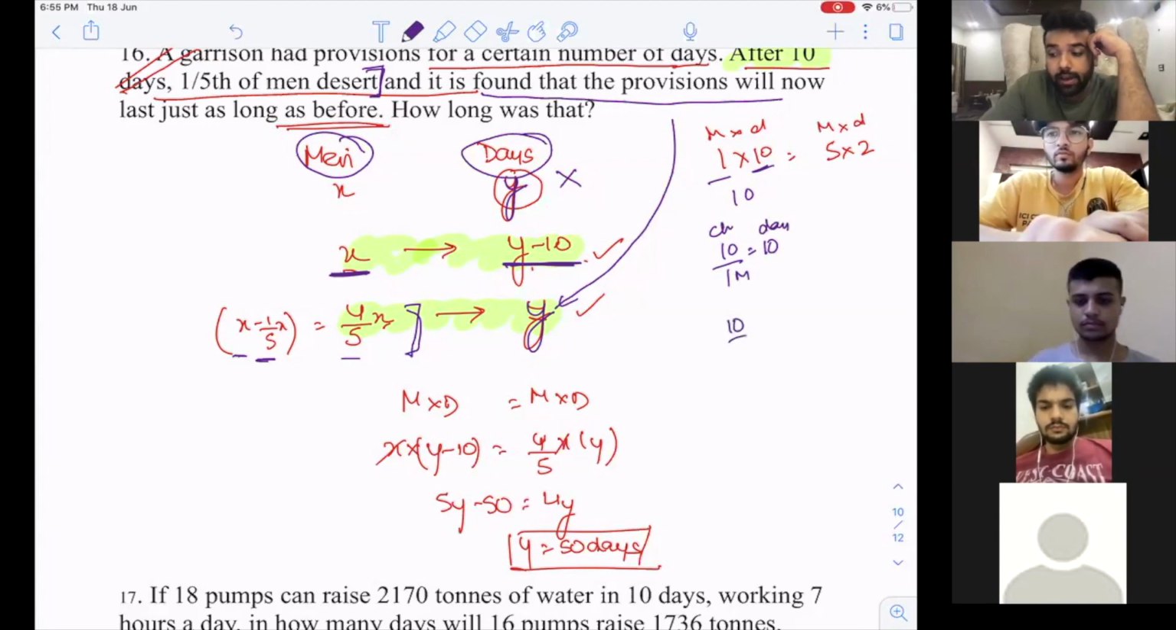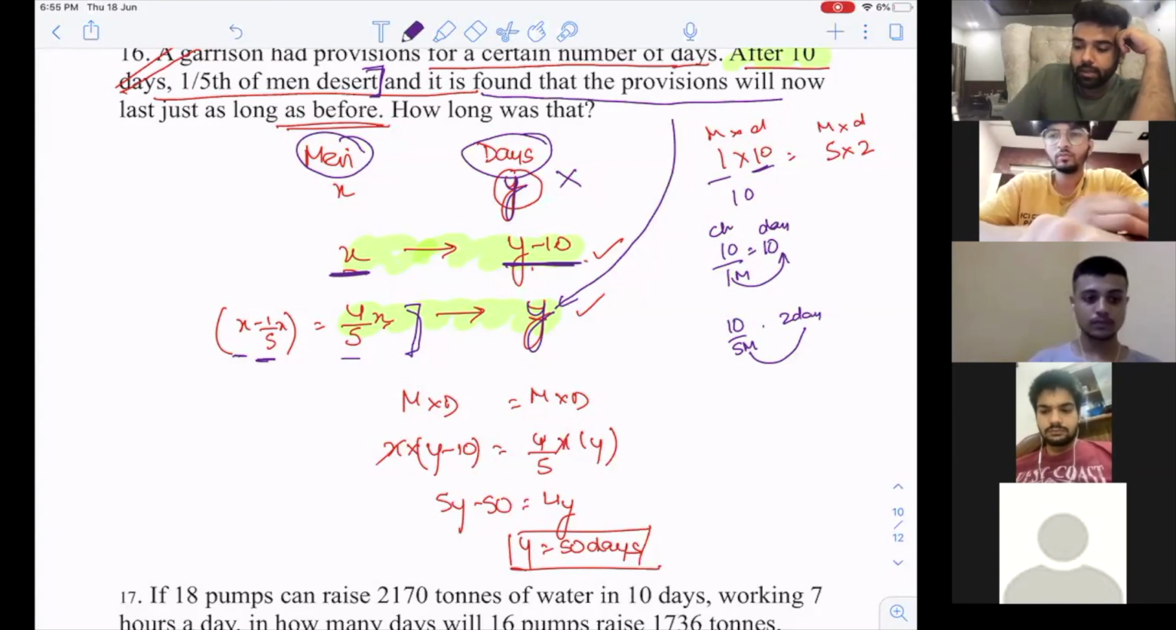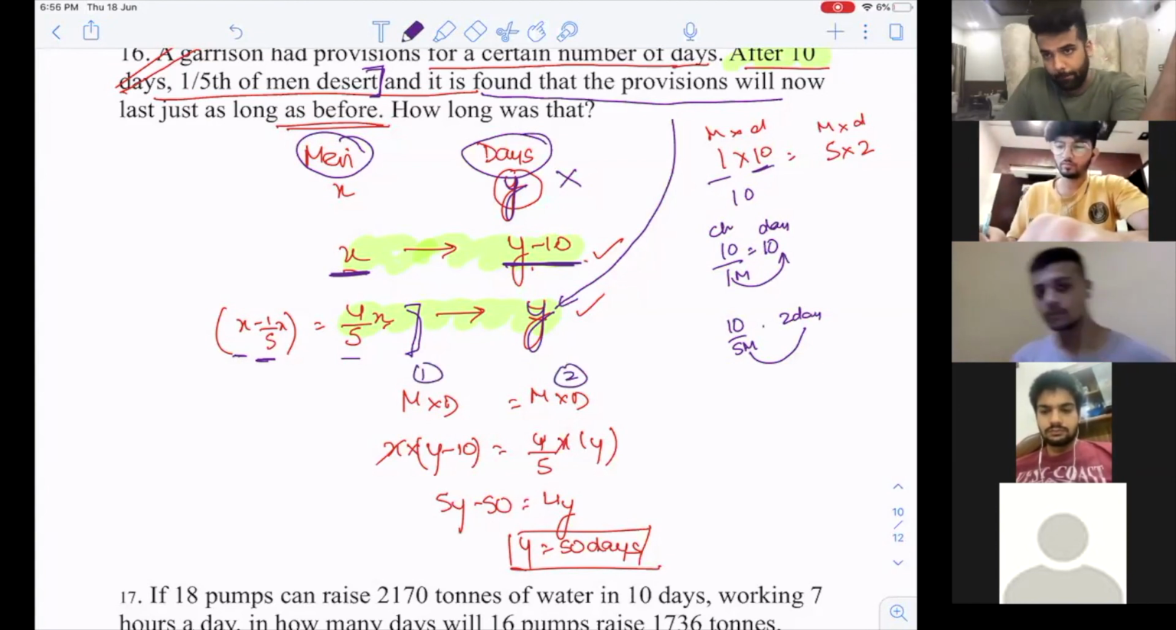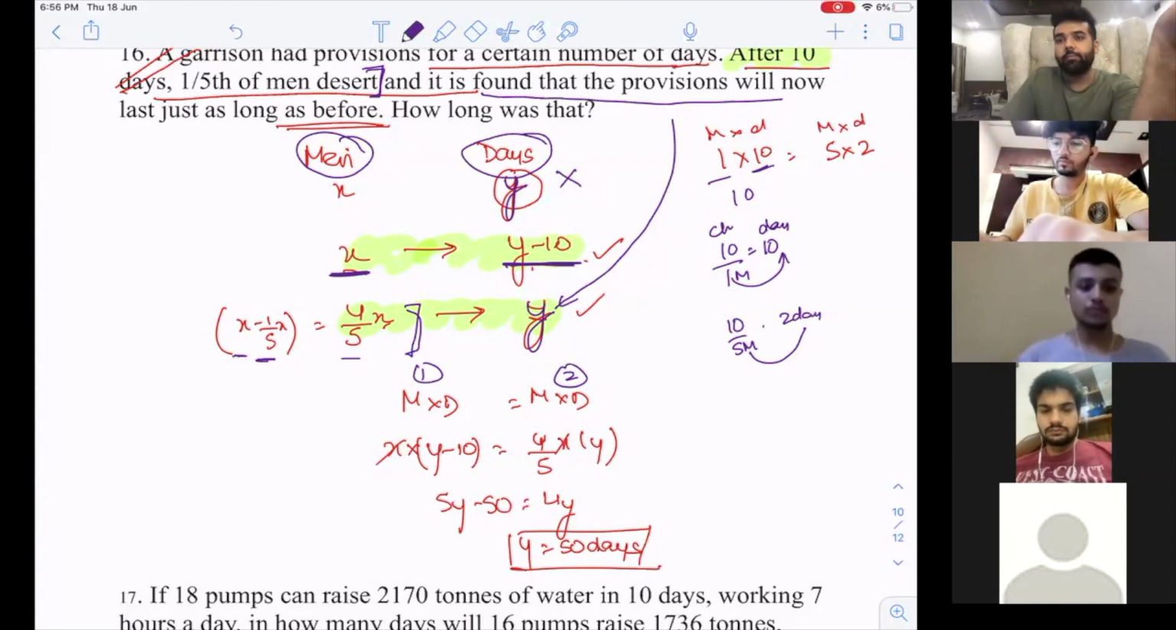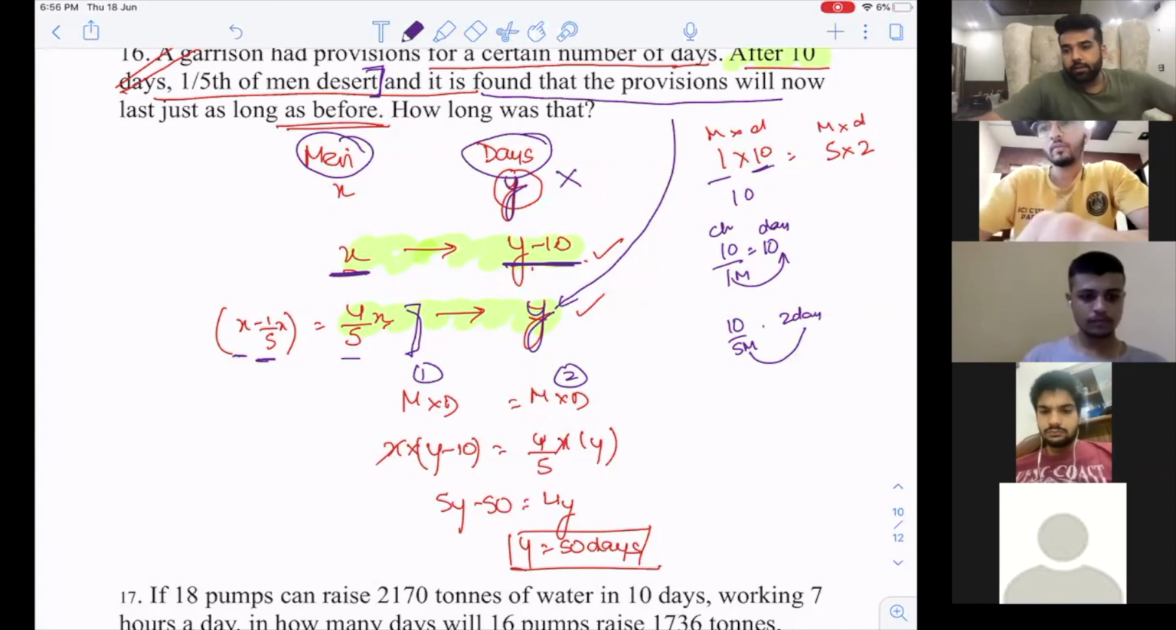Now there are 5 men. How many days would the food last? 2. So men into days and men into days is the same food. So first statement, men into days. Second statement, men into days. We equate them. Is it clear everybody?